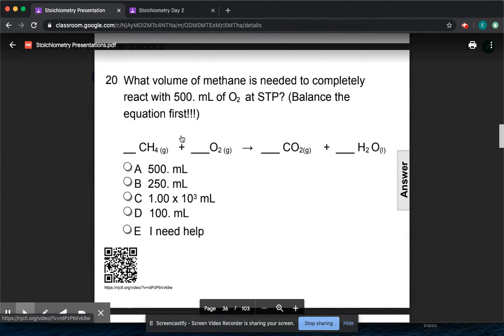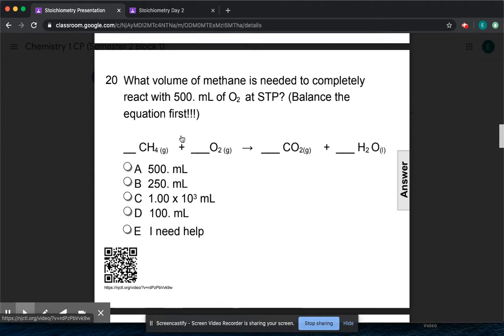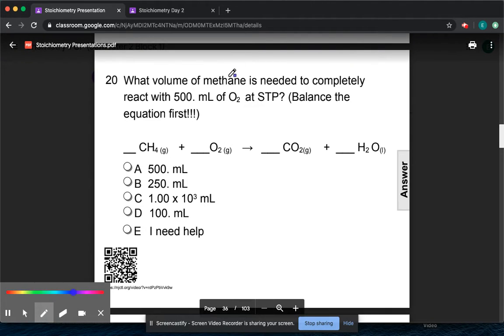Okay. 20. What volume of methane? Methane is CH4, just to make this clear. So this is what they're talking about in the problem. To completely react with 500 milliliters of O2. 500 milliliters is the same thing as half a liter, just so you're aware. So just to keep it consistent so that you don't get confused, this is 0.5 liters of oxygen is what they're saying.